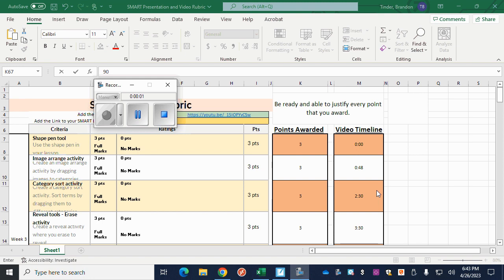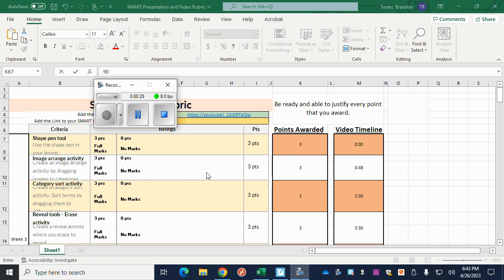Okay, this is the justifying the points part of the Smart Notebook presentation. For the shape tool, this was done at 0:00. I used the shape pen to construct the first right triangle that the students are introduced to. For the image sort activity, this was done at 48 seconds. This is the one where students had to sort right triangles and not right triangles.